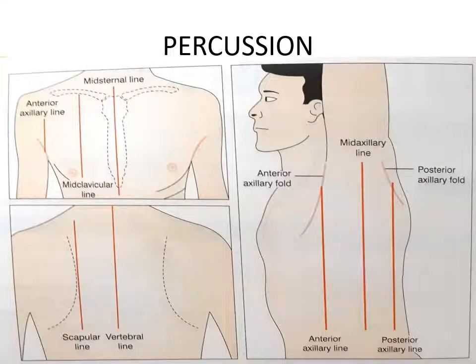Now percussion. Percussion is done for knowing the lung border, and based on the percussion note we get to know about the differential diagnosis. If it is resonant, then it is normal. If it is hyperresonant, then it is a different condition. If it is dull, then it is a pleural effusion. In that way we come to a differential diagnosis. We will do it anteriorly on the mid-clavicular line, laterally on the mid-axillary line, and posteriorly on the scapular line.